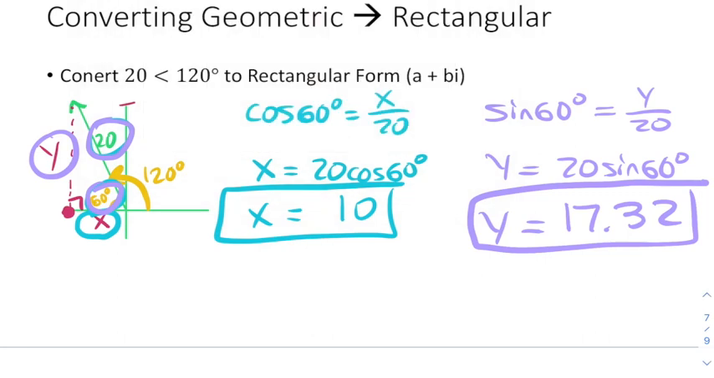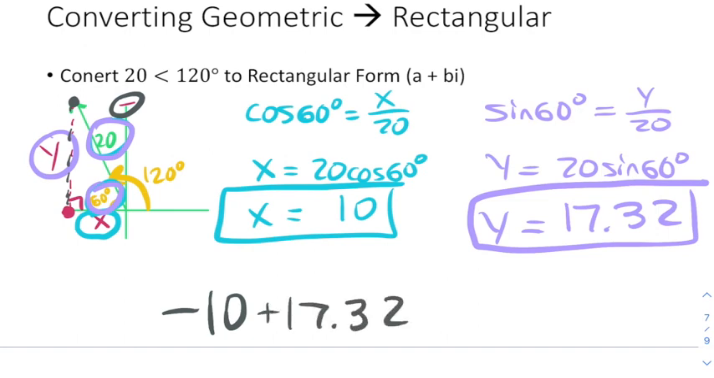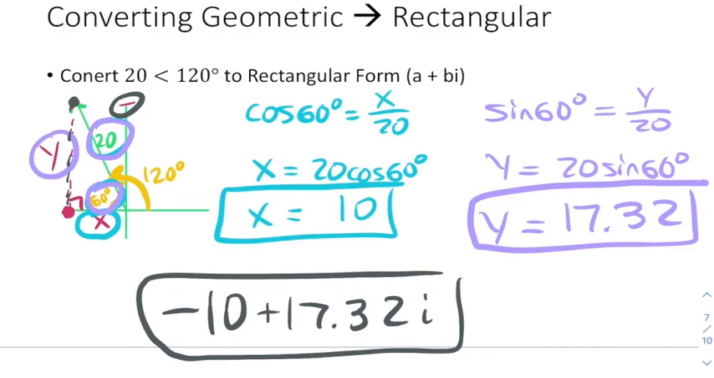Now remember I talked about how it was important paying attention to what quadrant you're in. Notice that this x-coordinate should be negative because it's on the left side of the origin. So we found the length to be 10, but really it's a negative 10. So when we're writing this in rectangular form, we have negative 10, and the y-coordinate is positive. It's above the origin. So that's going to be a positive 17.32. So plus 17.32i. Now we have rectangular form.